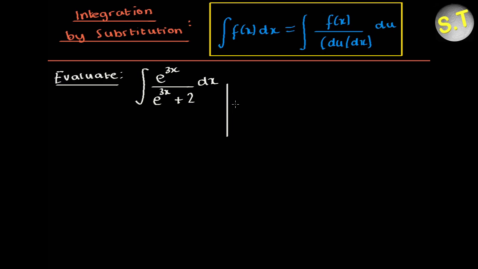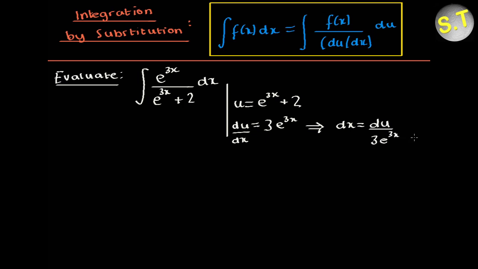If we say that u is equal to e to the 3x plus 2, then our du by dx is equal to, if we differentiate this with respect to x, using the chain rule, 3e to the 3x. So this means that dx in this example must be equal to du divided by 3e to the 3x.